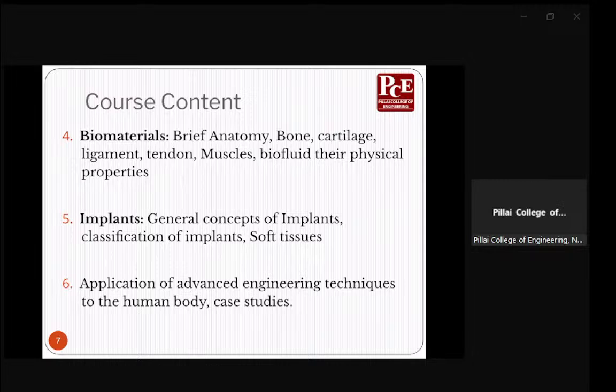The fifth module is on the design of implants. As I told you, an implant can be, when you are going for a root canal, a cap inside your mouth.